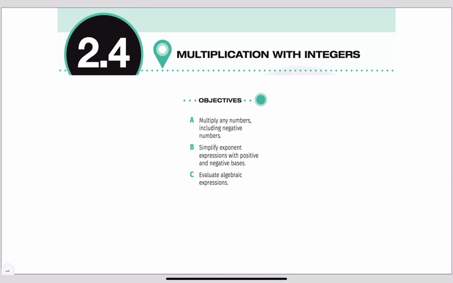Hi everybody, welcome to 2.4 where we're going to look at multiplication with integers. By the end of this section we'll be able to multiply any numbers that are integers, including negative numbers, including multiplying positive and negative numbers together. And we'll be able to simplify exponential expressions with positive and negative bases and evaluate algebraic expressions.